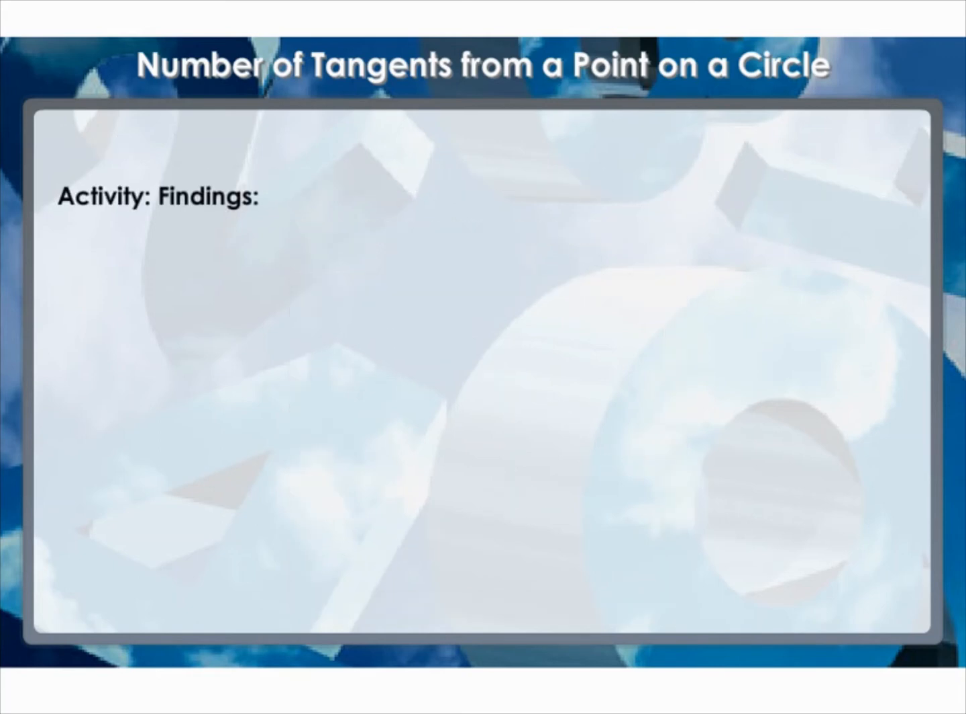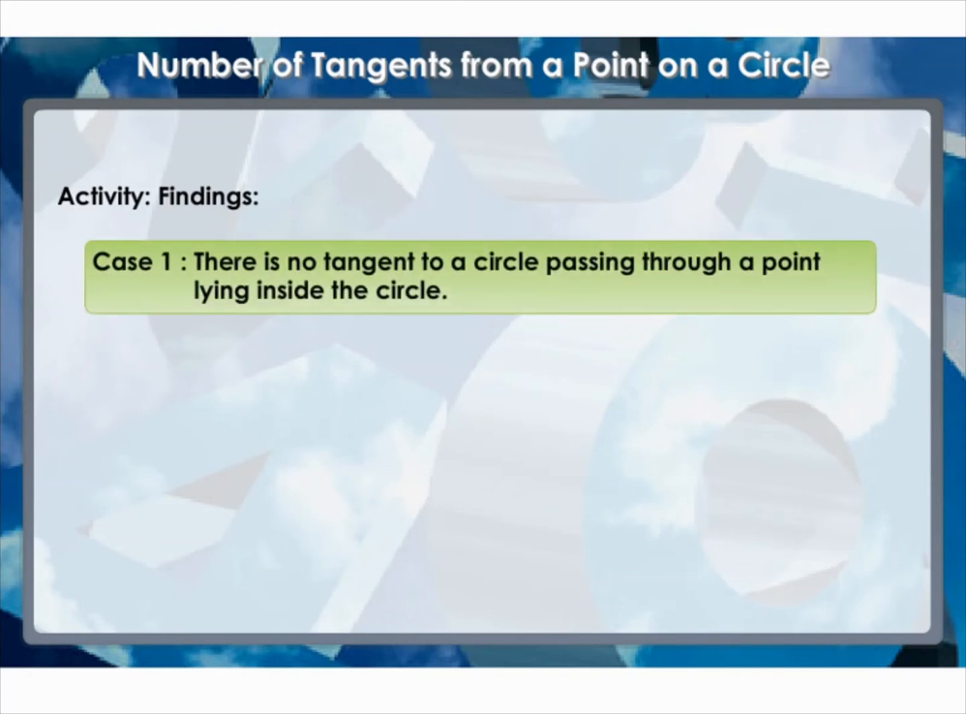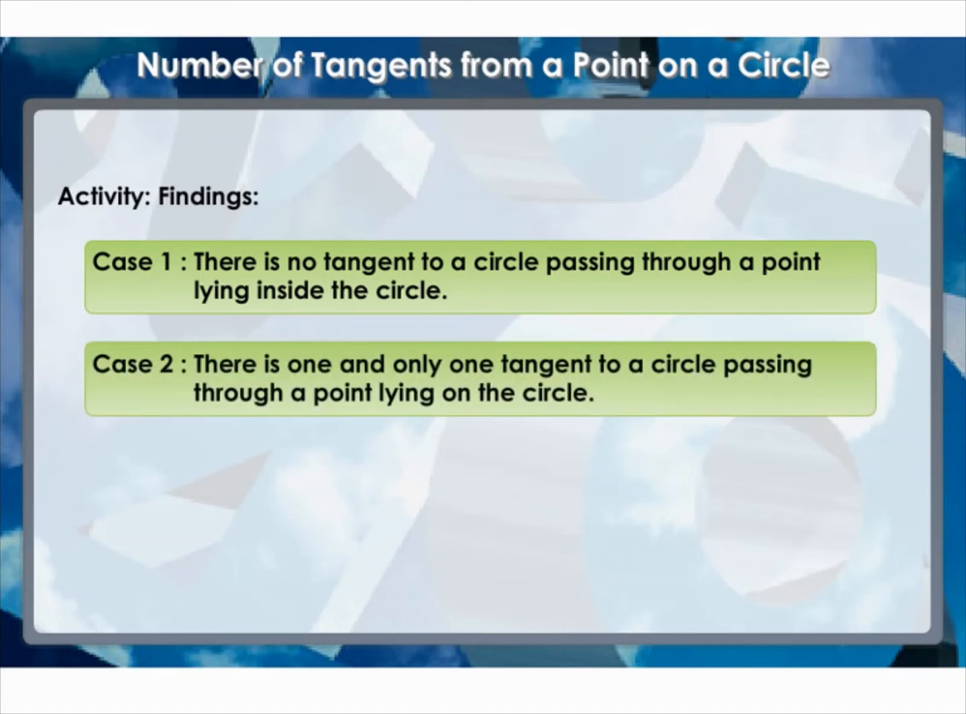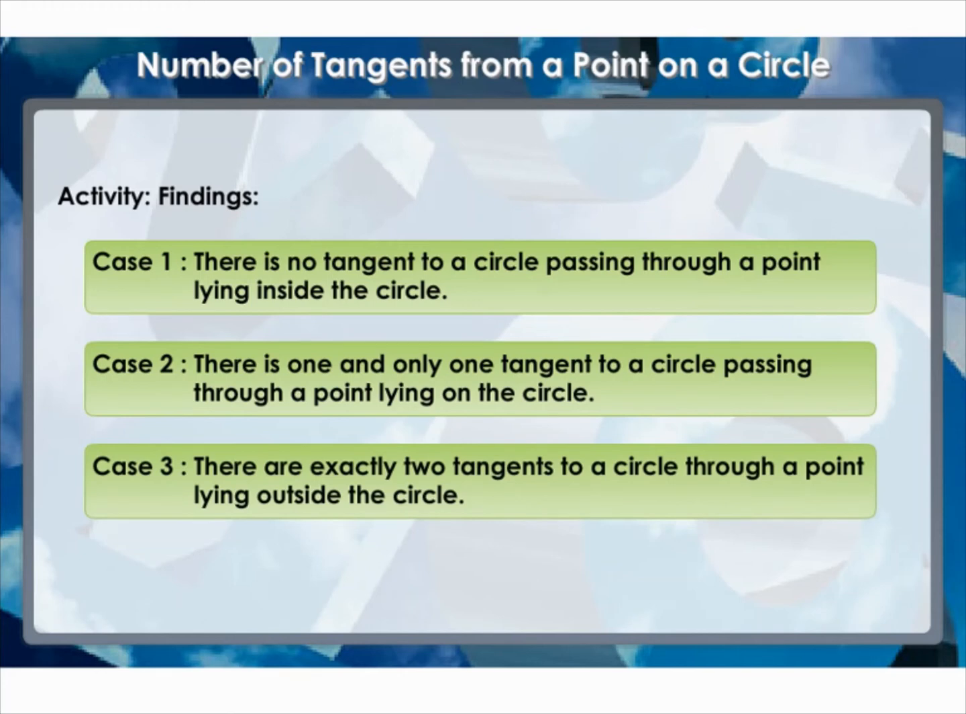Let's summarize the results from the 3 cases of the above activity. Case 1. There is no tangent to a circle passing through a point lying inside the circle. Case 2. There is one and only one tangent to a circle passing through a point lying on the circle. Case 3. There are exactly 2 tangents to a circle through a point lying outside the circle.